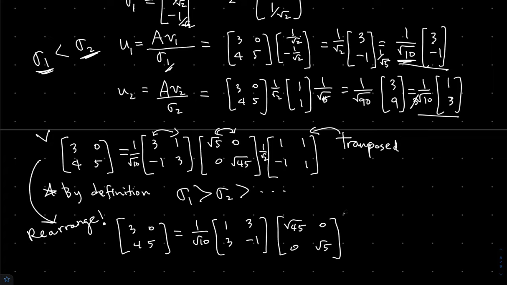So I should have written 1 over root 2. So we need to change these columns and then transpose. So 1, 1, 1, minus 1, and then transpose. But if it were 1, 1, 1, minus 1, even if we transpose, it's the same. So we can write it like this. Right? Am I right?